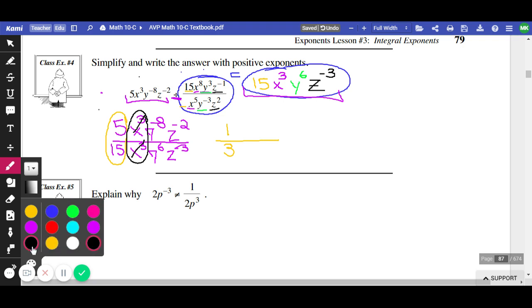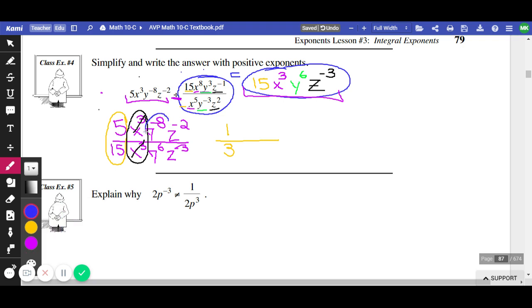Awesome. Next letter. We have y to the negative 8 divided by y to the 6. Negative 8 minus 6 would give me y to the negative 14. Right, negative 8 minus 6. Our last one, we have z to the negative 2 divided by z to the negative 3. Negative 2 minus negative 3 would give me z to the power of 1. You typically don't have to write the 1. I'm going to write it just so you see it.